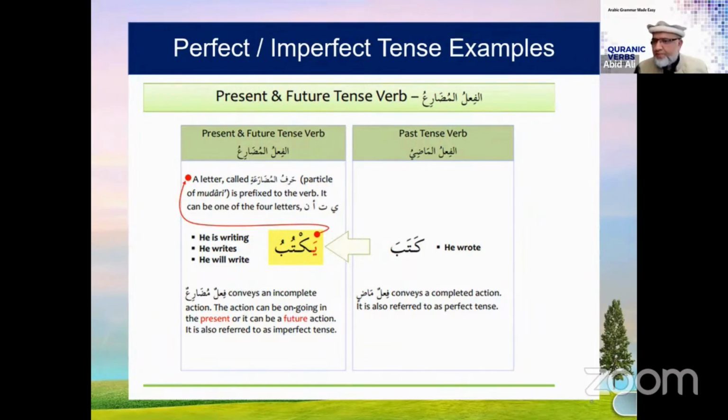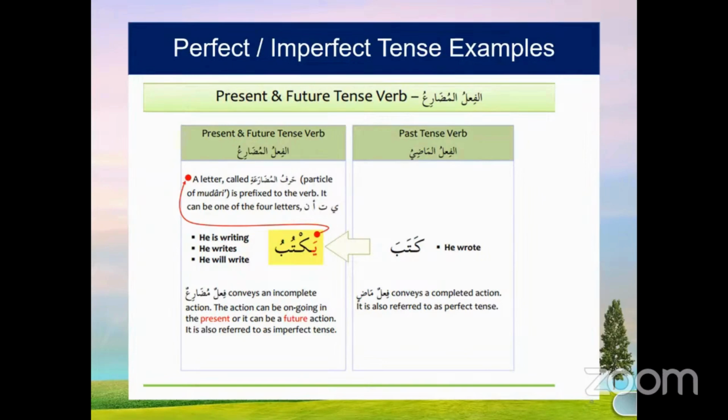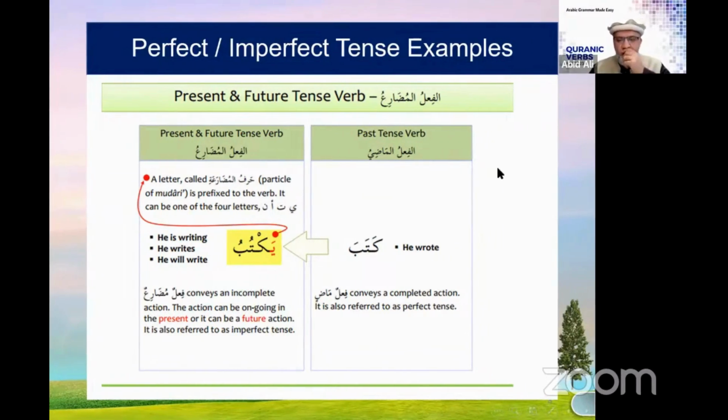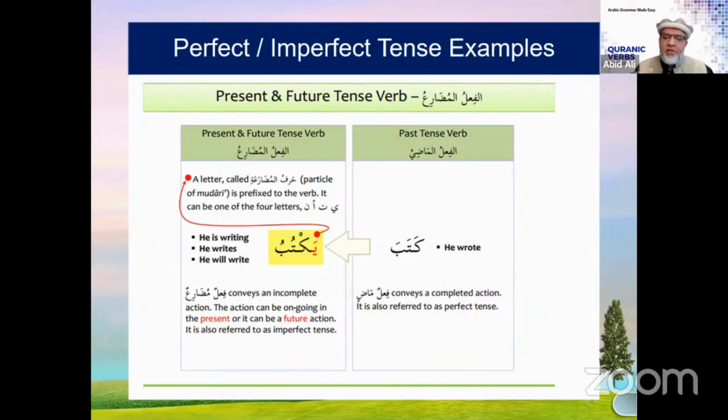Any questions so far? Good. No questions? Okay. So far, so good. Very good. Alhamdulillah. Perfect tense. Action is complete. He wrote. We are done with it.